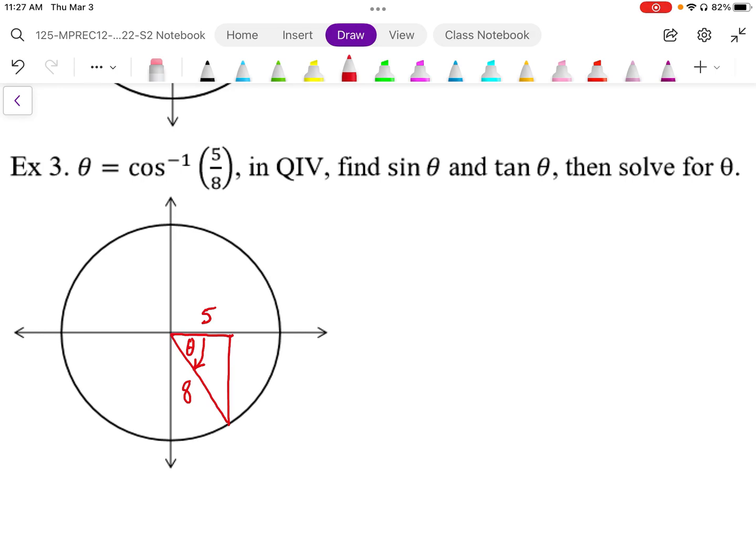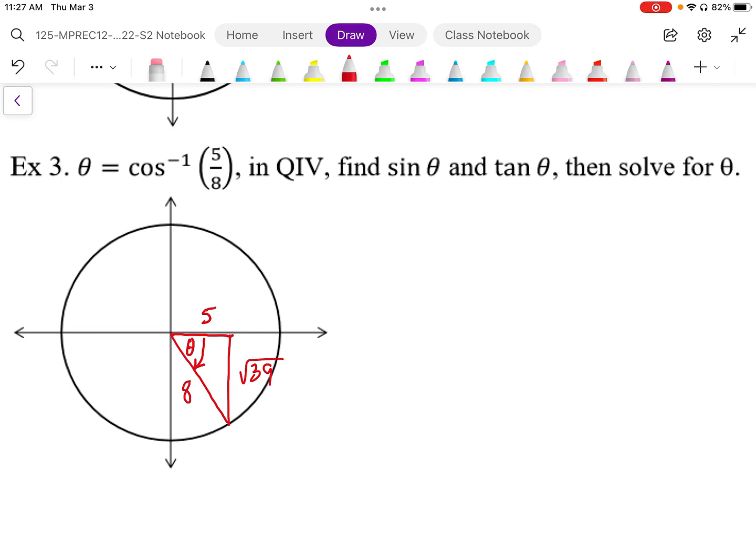So 8 squared minus 25. 8 squared is 64, minus the 25, that's going to give me 39. So that side length is square root 39.